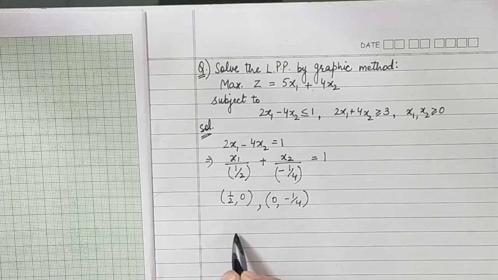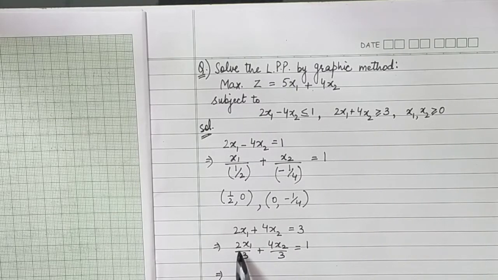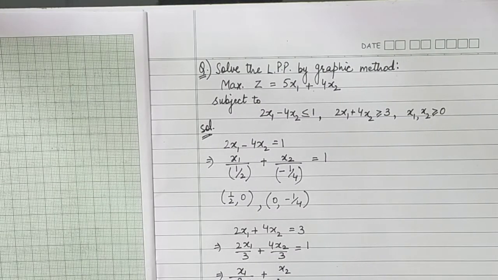Now I am going to take up the second equation. 2x1 plus 4x2 is equal to 3. आपको RHS में 1 बनाना होता है. So it means you have to divide throughout by 3. This is the first step. Then numerator goes to denominator's denominator. Same way here.